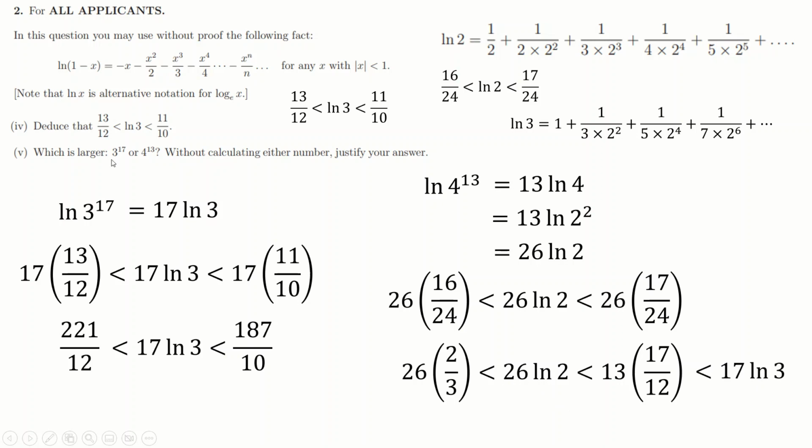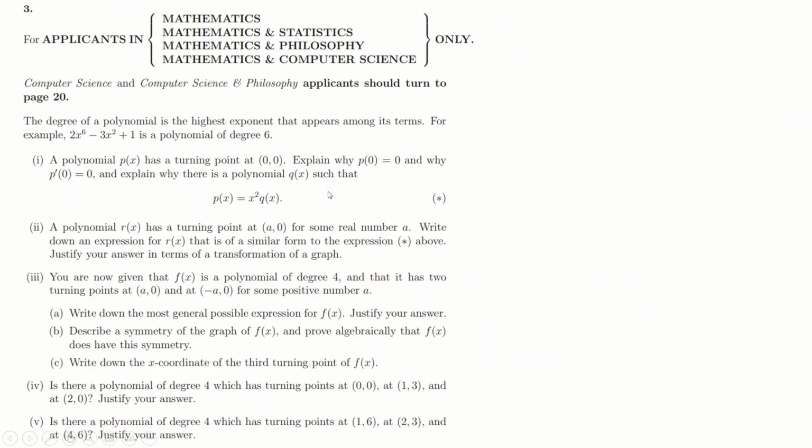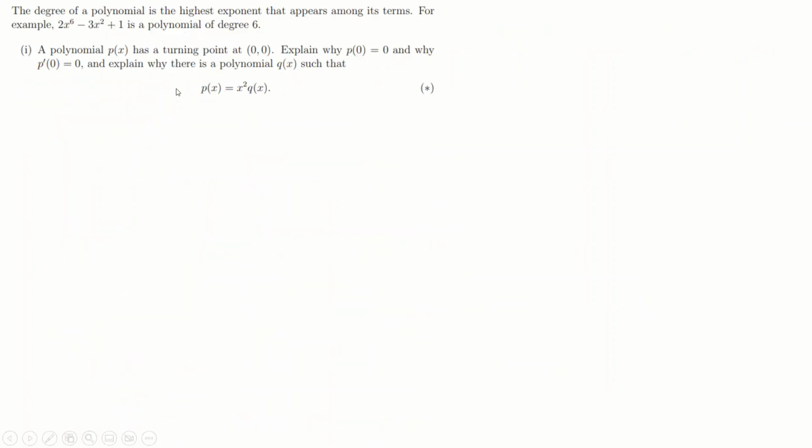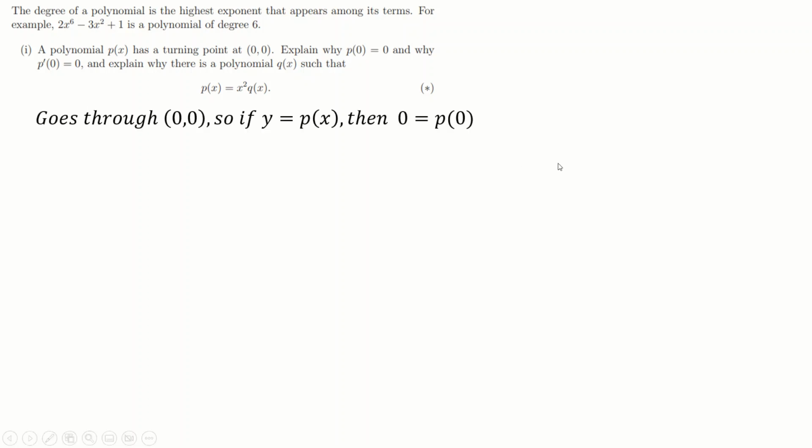Good, and that's all of question 2 done, so we'll move on to question 3 nice and quickly. It's all about polynomials. Let's do this. So we have a polynomial with turning point 0, 0. Explain why this and this. I mean, this is just fairly trivial and obvious, right? If it has a turning point at 0, 0, that means it goes through 0, 0. So if the function is y equals p of x, for example, y and x are 0 at the same time, so you just get 0 equals p of 0, I guess. Okay, fine.